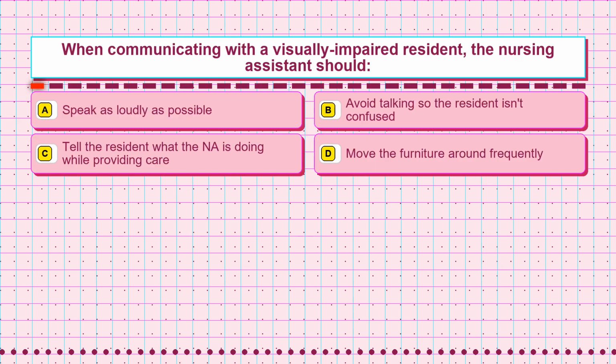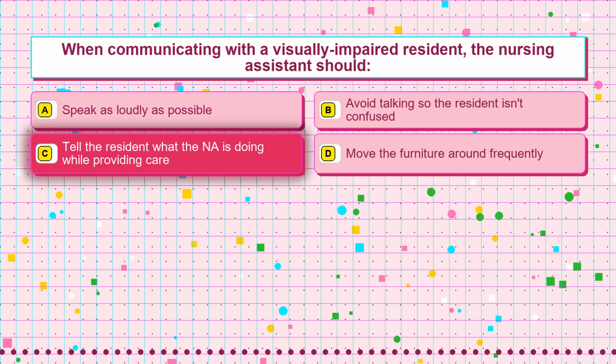Question 82. When communicating with a visually impaired resident, the nursing assistant should: Option A. Speak as loudly as possible. Option B. Avoid talking so the resident isn't confused. Option C. Tell the resident what the NA is doing while providing care. Option D. Move the furniture around frequently.